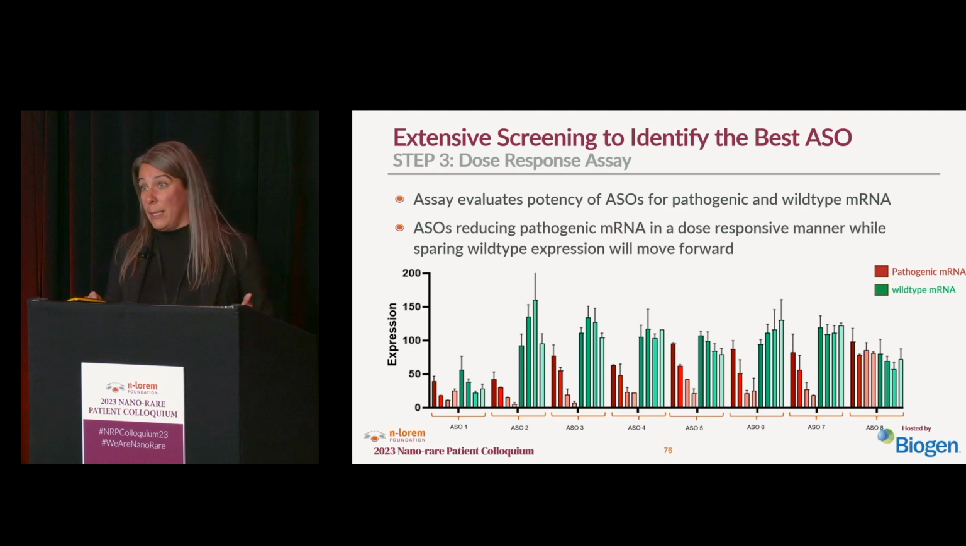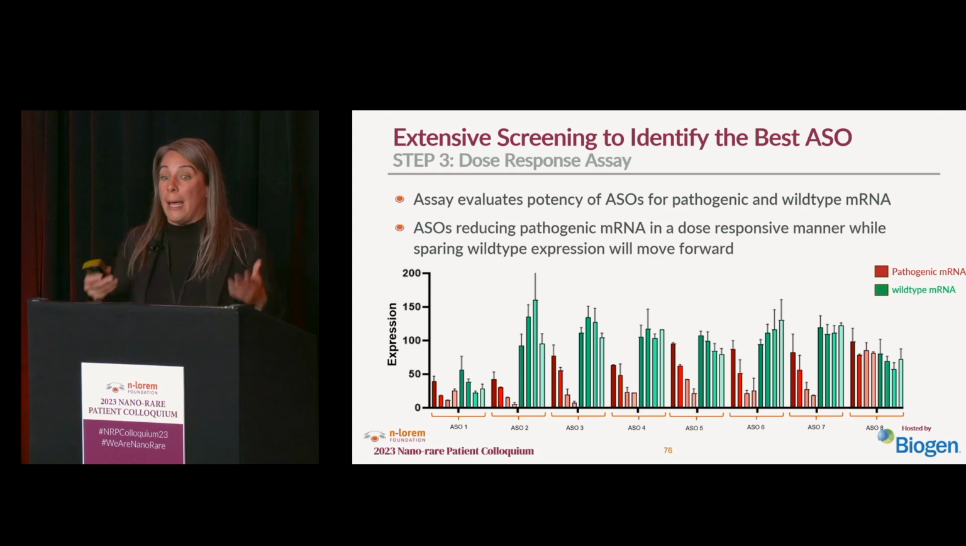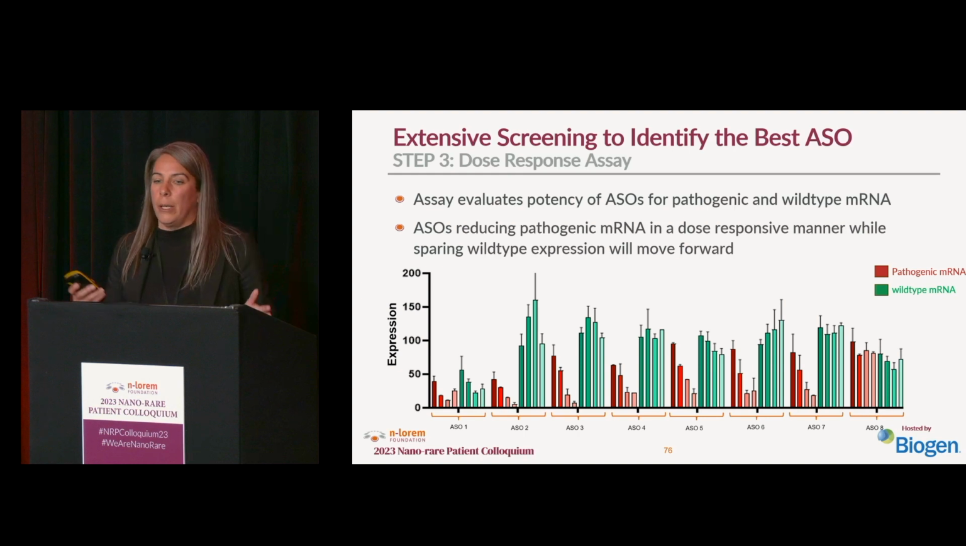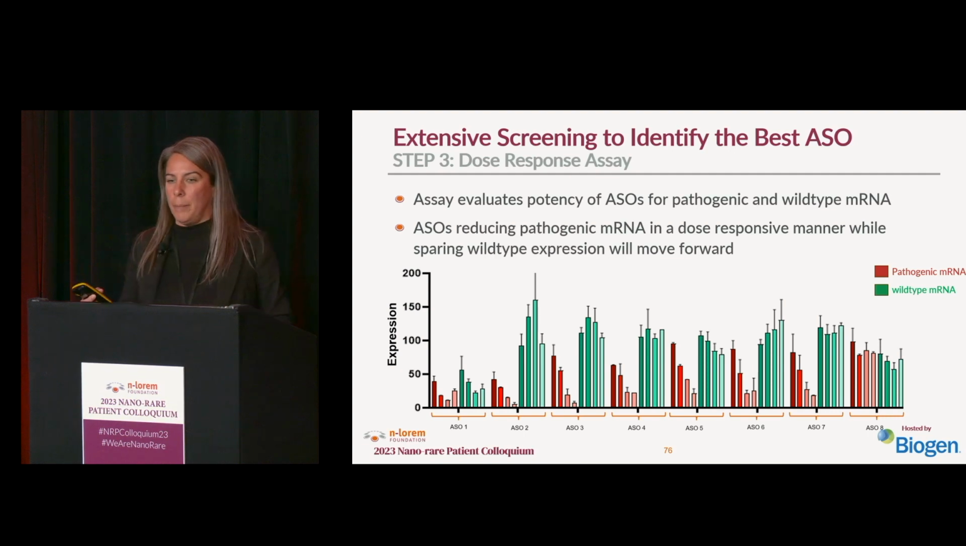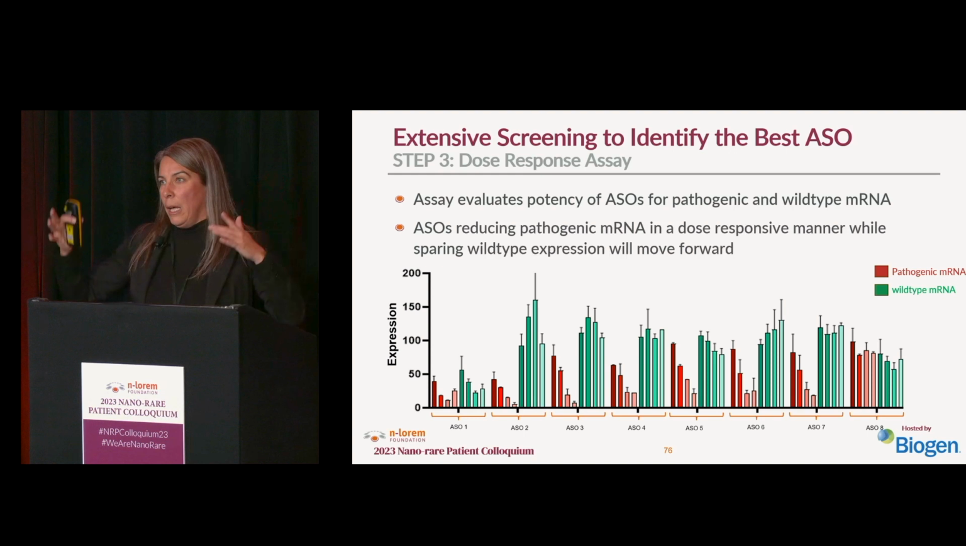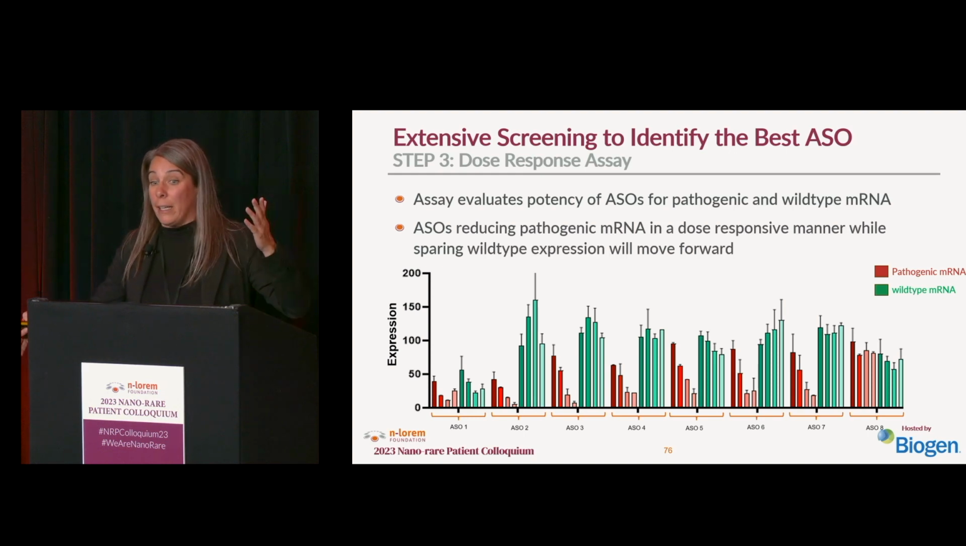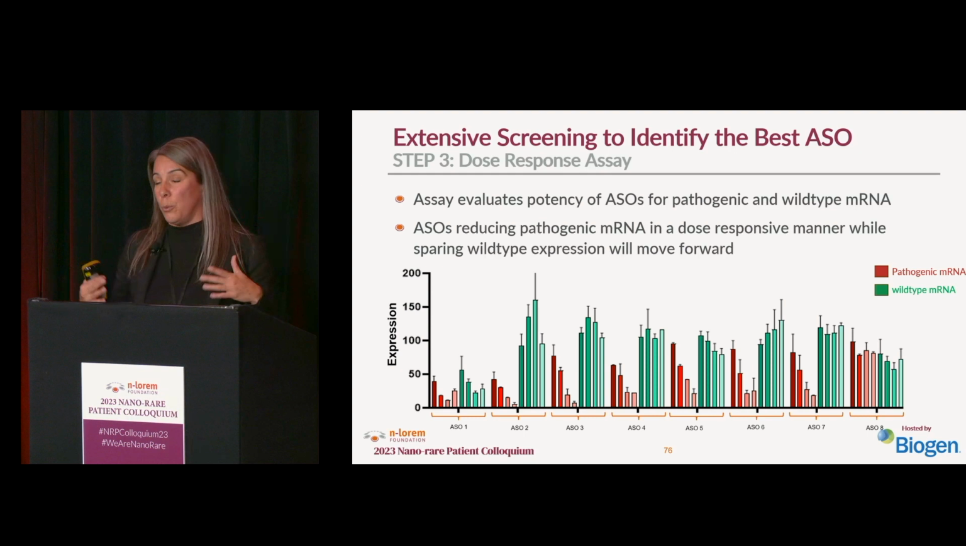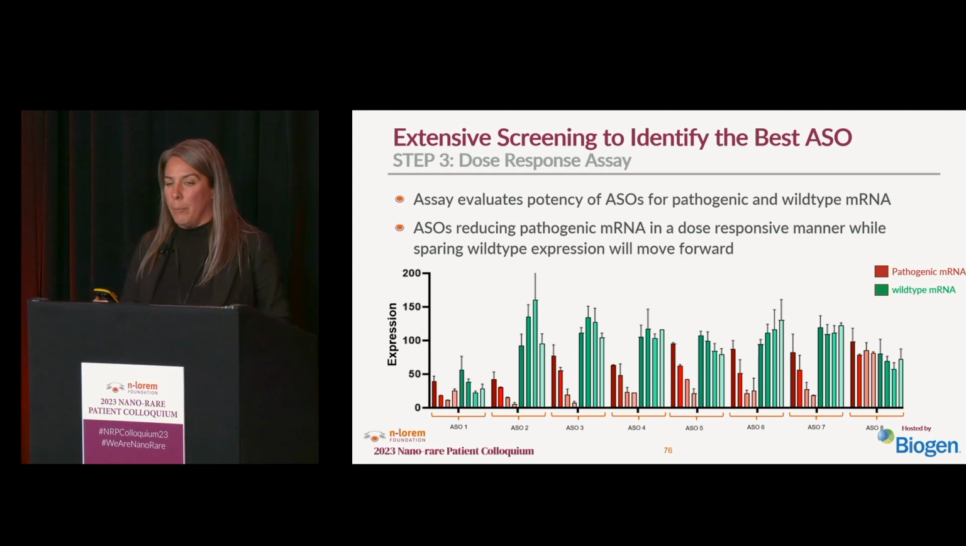The next step is very similar. We're looking at potency once again, as well as selectivity for the pathogenic mRNA versus the wild-type mRNA. And so you have your pathogenic mRNA here in red, and the wild-type is in green. And what we're looking for is a dose-dependent reduction of expression, because we want to understand that when we increase the dose of the ASO, we have a dose-responsive effect on the expression. So that allows us to predict, with whatever dose of ASO, the kind of effect we're going to have downstream.